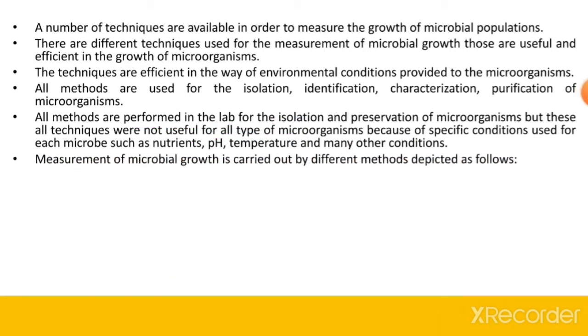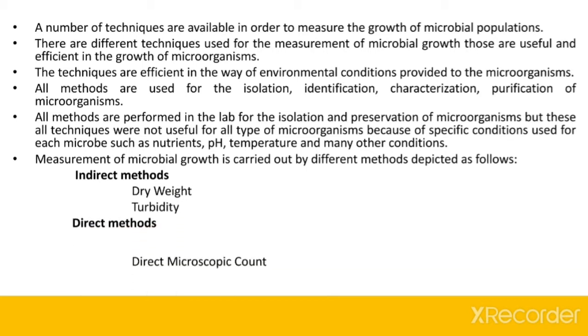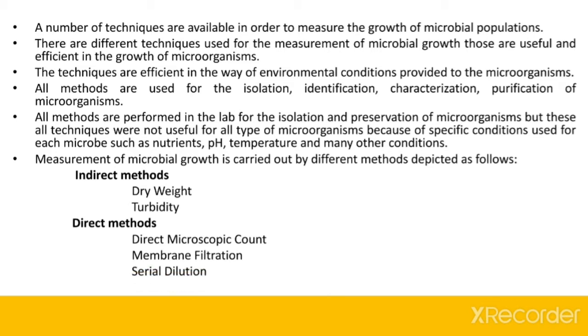Measurement of microbial growth is carried out by different methods, such as the indirect method and the direct method. Indirect methods include dry weight and turbidity, while direct methods include direct microscopic count, membrane filtration, serial dilution, plate count, spread plate count, and pour plate count. All microorganisms can be determined with the help of these two main methods, indirect and direct. But only the direct method or only the indirect method is not sufficient for a single microorganism, because every microorganism varies from the others and requires different specific conditions for its growth. That's why we have to go with all these methods.